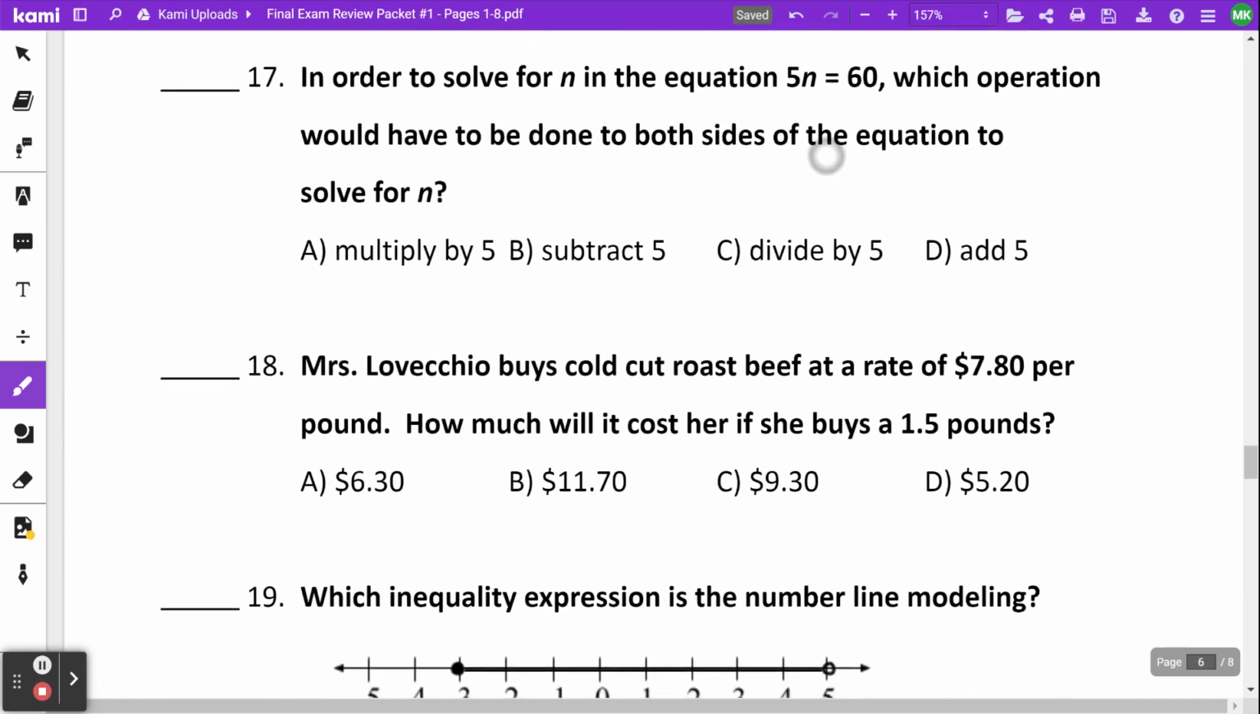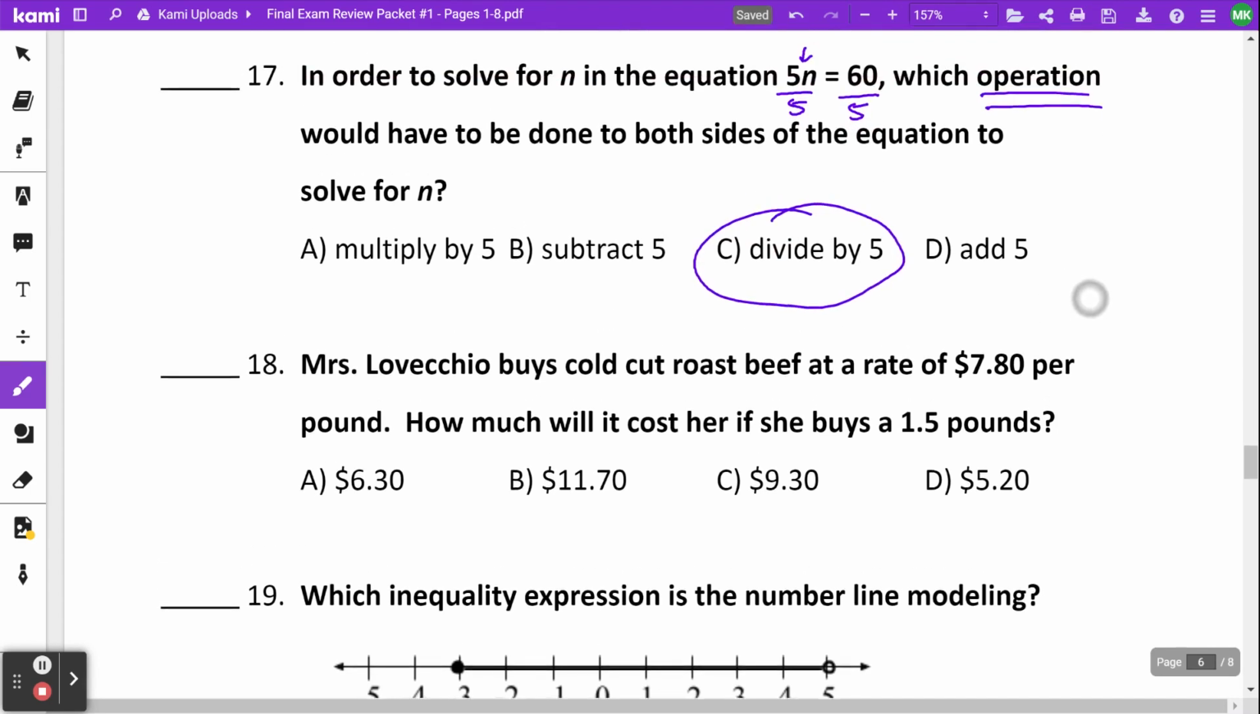Next, number 17. In order to solve for n, which operation would have to be done to both sides of the equation? Well, this is currently, the 5 is being multiplied by n, so I'm going to have to divide both sides by 5 in order to make this successful. And they don't even want you to do it. They just want to quiz you to make sure you know what actually has to be done.